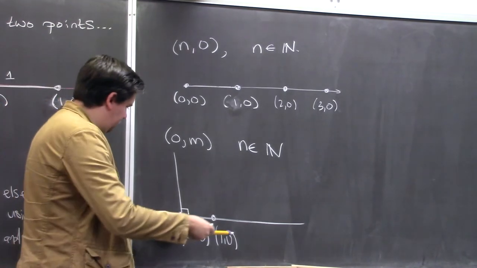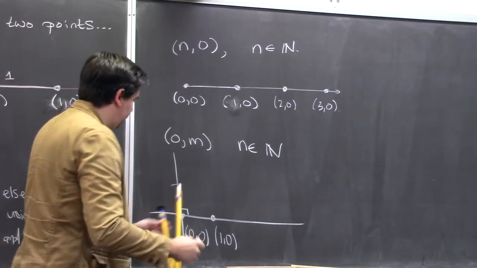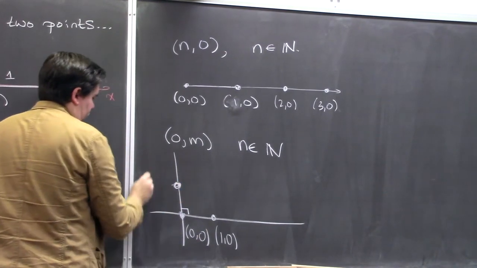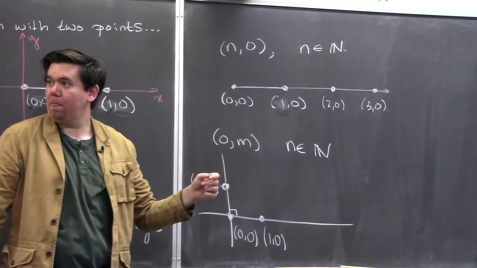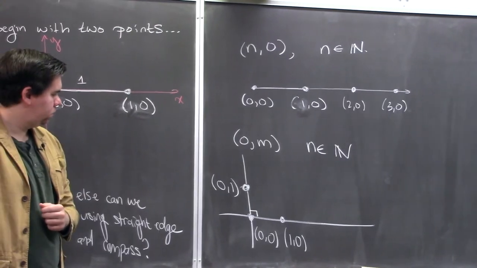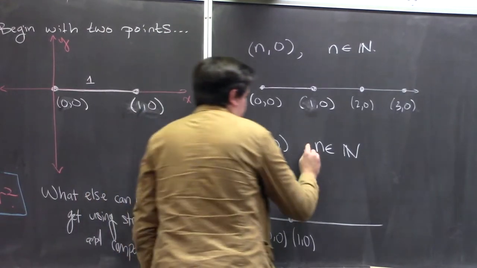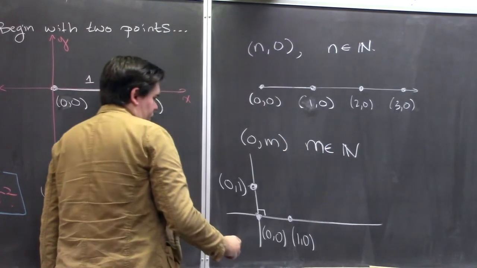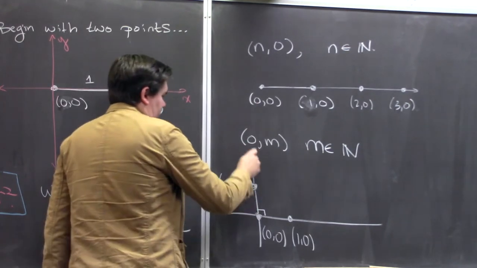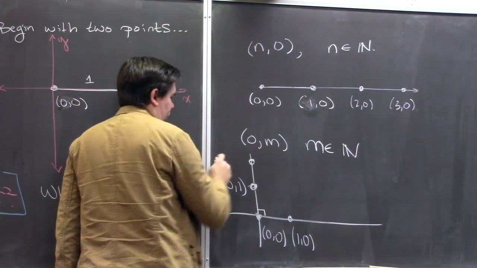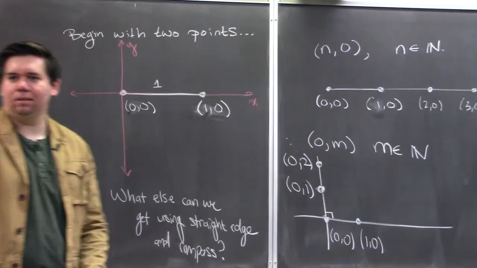I just stick my compass at (0, 0), make it radius 1, come on up, and now I'm at (0, 1), right? Oh yeah, this is an m that's a natural number. That's right. Okay, great. And then by the exact same argument as above, I can just continue to copy this distance, use my compass up here to get (0, 2), and so forth. So I've got all those now.